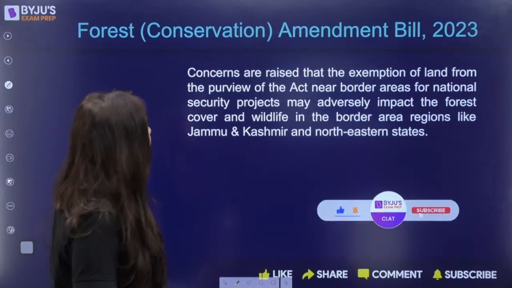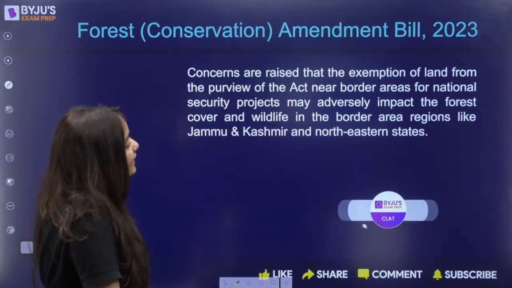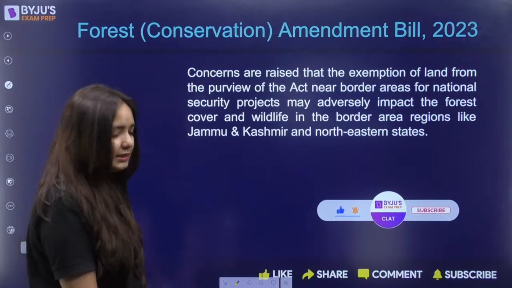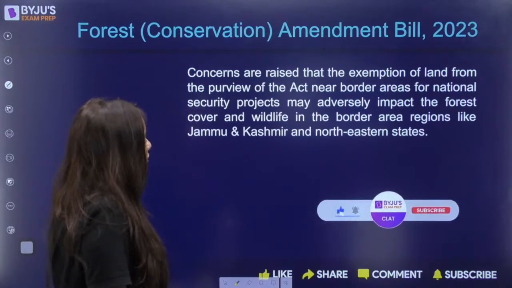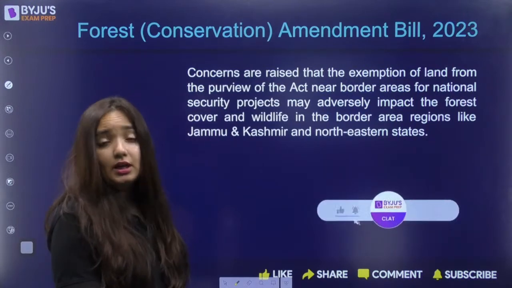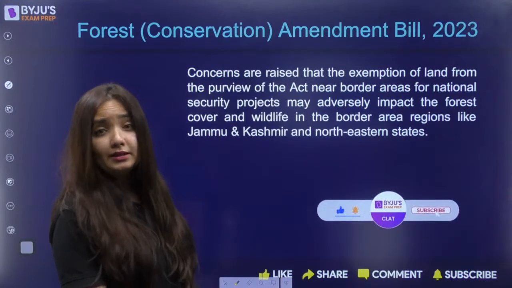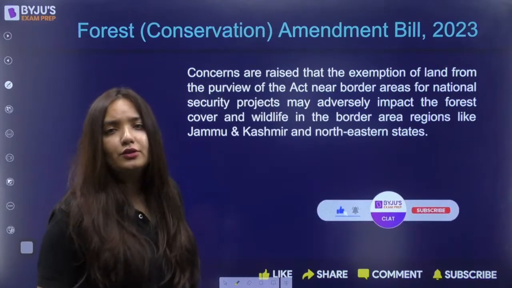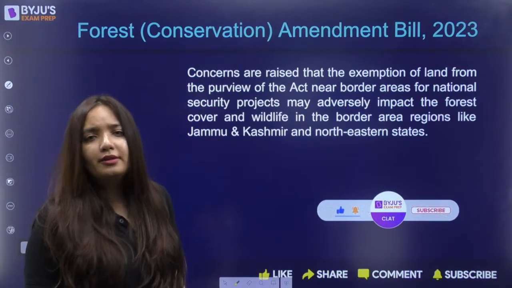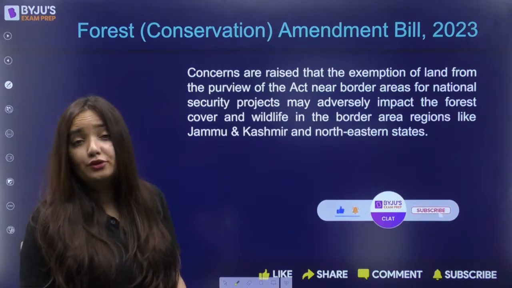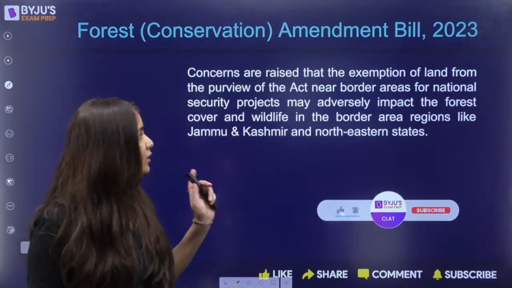Concerns are raised that exemption of land from the purview of the Act near border areas for national security projects may adversely impact the forest cover and wildlife at the border area in regions like Jammu and Kashmir and northeastern states. Now, this is one concern. The land that is close to the borders needs to have a certain forest cover, like there is a wilderness, right, inhabitation, tribes living in the area, they are dependent on forests for their livelihood, for their resources, everything. And then you declare that land which is fit for security purpose, and you get an arbitrary discretion of clearing it out completely, using it for whichever purpose you want to, and that is absolutely fatal to the environment, right? So that is one of the issues.